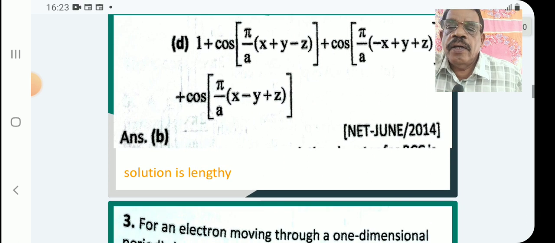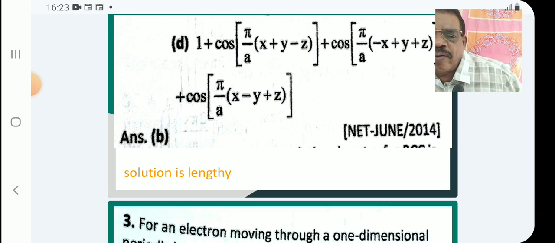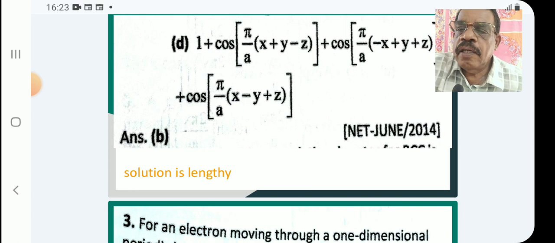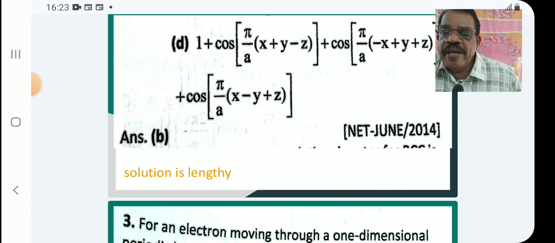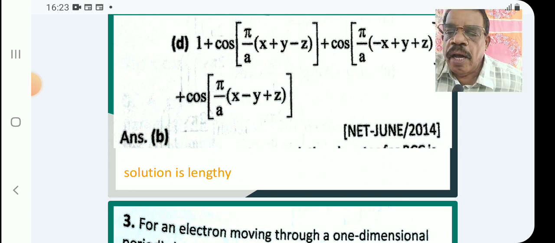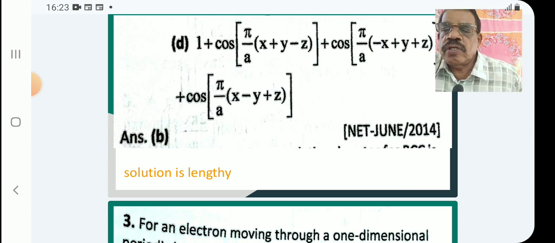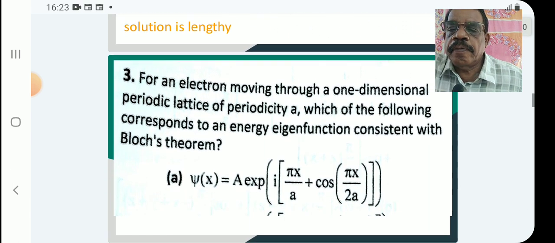Here only the answer is given. The solution is not given. The solution is lengthy, about one page, so we can avoid it. You study the answer. Since the solution is very lengthy, we avoid it here.